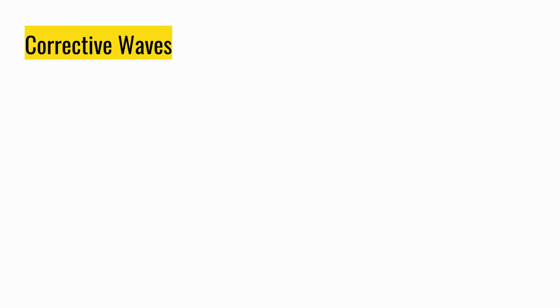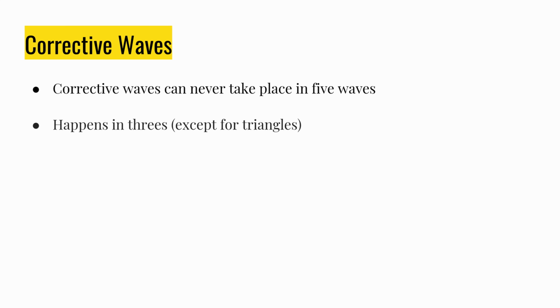Let's now analyze corrective waves, as they're the ones that tell you when the cycle starts over. First, corrective waves can never take place in the first 5 waves. Second, they usually happen in 3 waves as mentioned before. However, an exception can be made if a triangle forms after the first 5 waves. Finally, corrective waves can take the shape of zigzags, flats, or triangles.